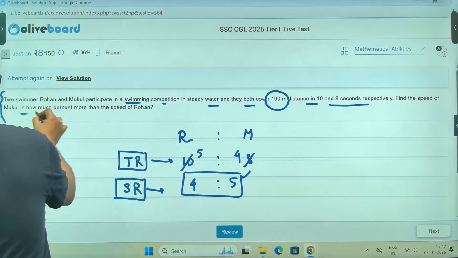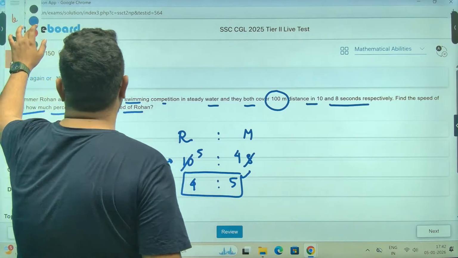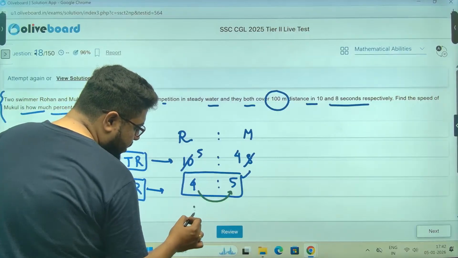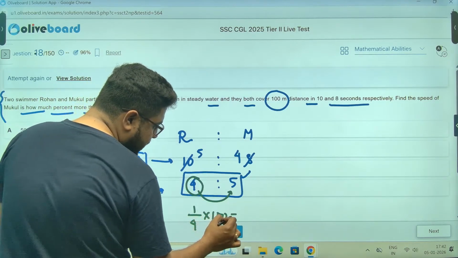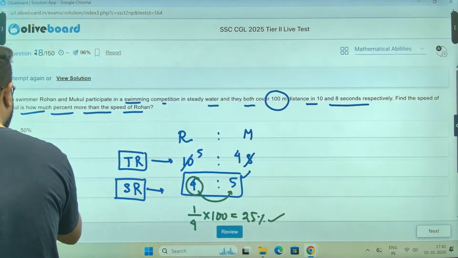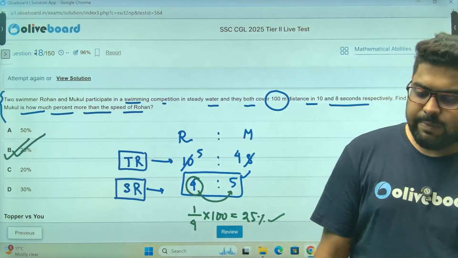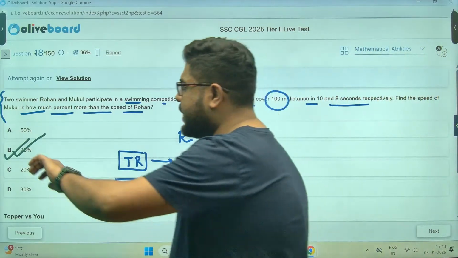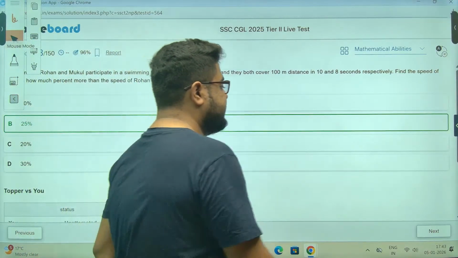Find the speed of Mukul is how much percentage more than the speed of Rohan. You will say, speed of Mukul is 1 more out of 4, into 100 for percentage. It will give you 25%. Option number B is your correct answer. Very, very simple. Clear everyone? Today's mock is very simple, very easy.